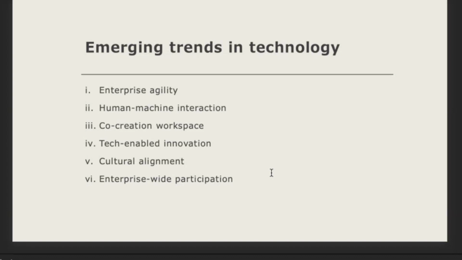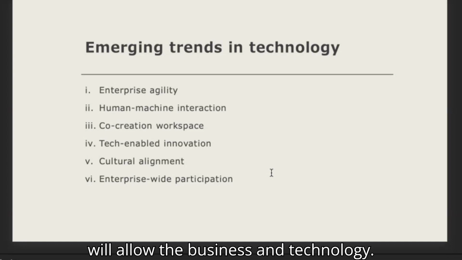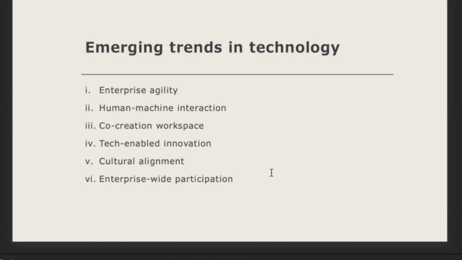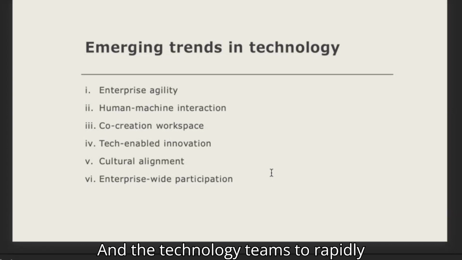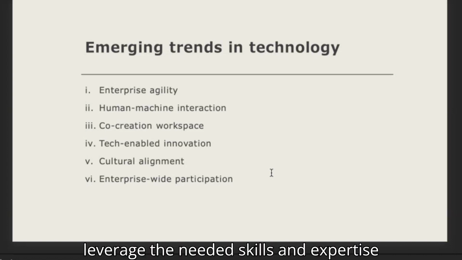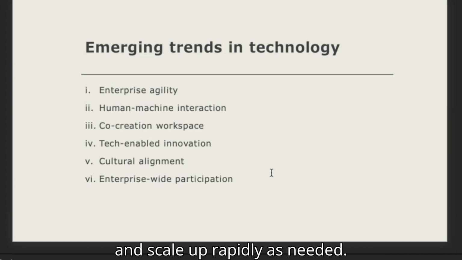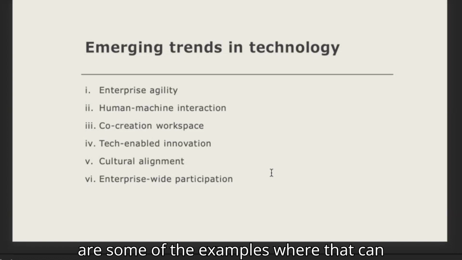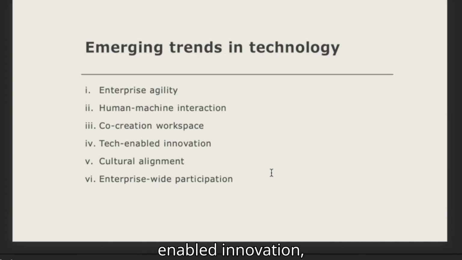Tech-enabled innovation. A technology-enabled innovation process will allow the business and the technology teams to rapidly explore and experiment with multiple possibilities, leverage the needed skills and expertise, and scale up rapidly as needed. So scientific research, R&D are some of the examples for tech-enabled innovation.